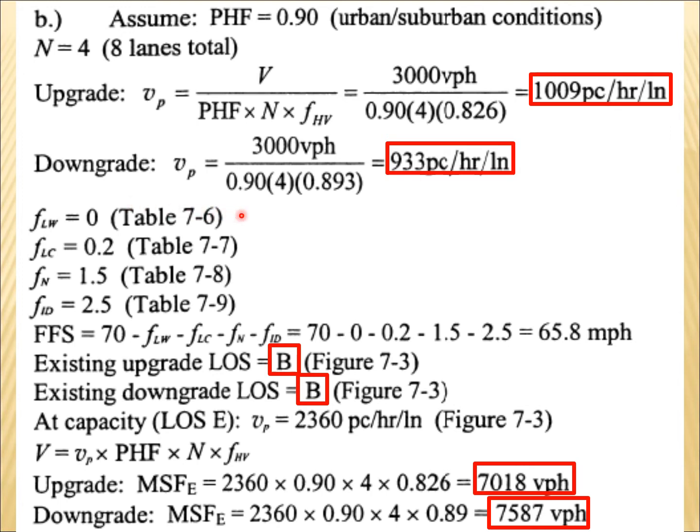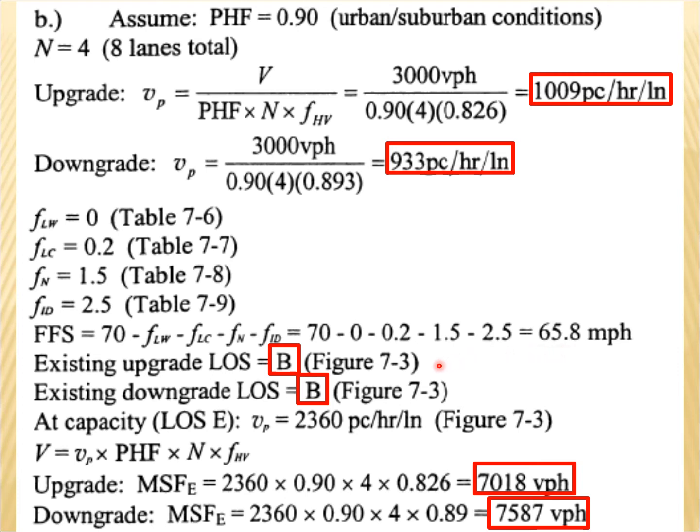Then from table 7-6, 7-7, 7-8 and 7-9, we can get these factors, F sub LW, then you can see F sub LC, F sub N and F sub ID, and then free flow speed can be determined by using the formula, and then it is 65.8 miles per hour.